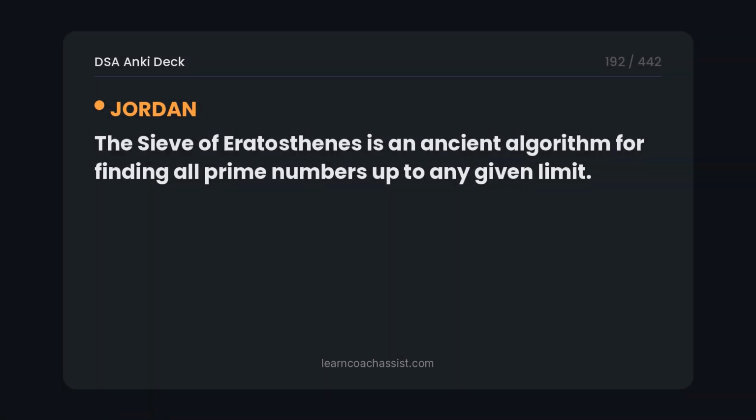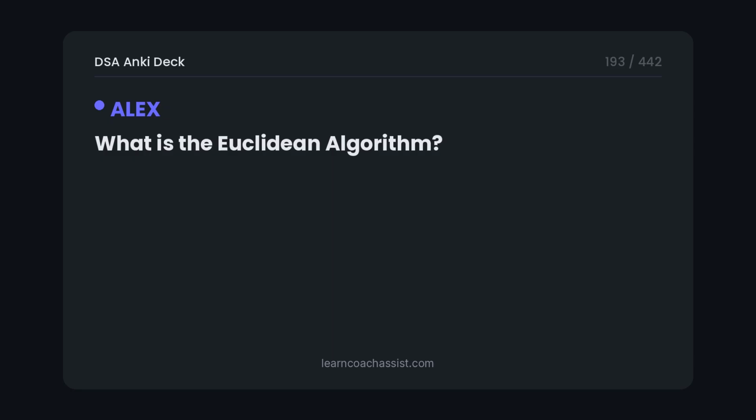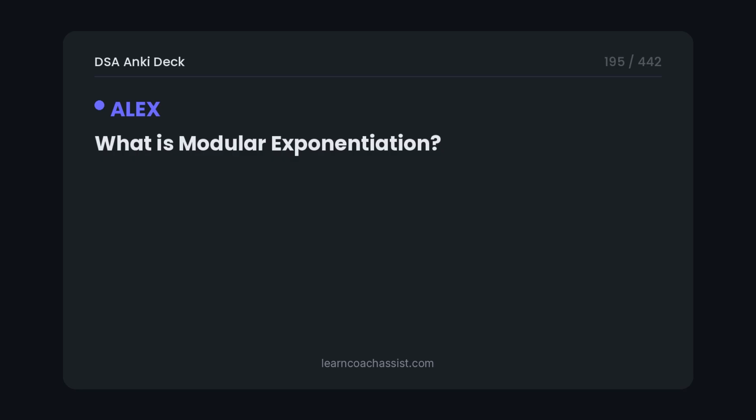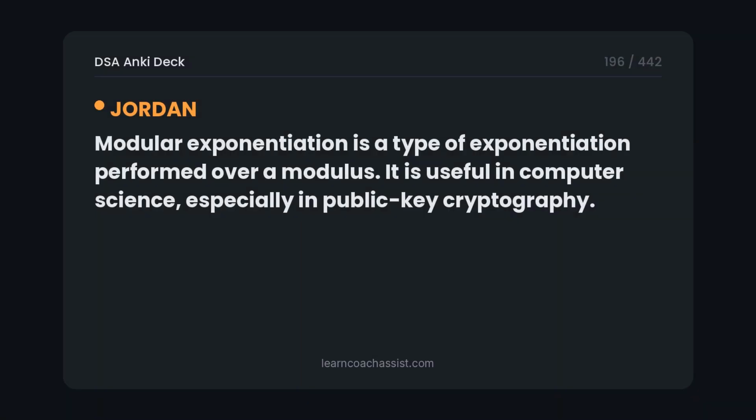What is the sieve of Eratosthenes? The sieve of Eratosthenes is an ancient algorithm for finding all prime numbers up to any given limit. What is the Euclidean algorithm? The Euclidean algorithm is an efficient method for computing the greatest common divisor, GCD, of two integers. What is modular exponentiation? Modular exponentiation is a type of exponentiation performed over a modulus. It is useful in computer science, especially in public key cryptography.